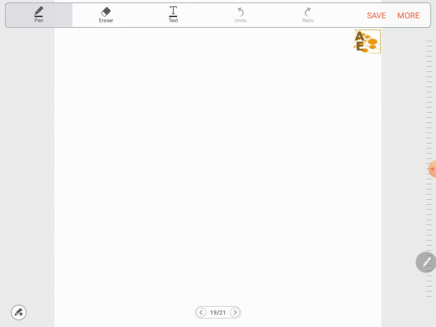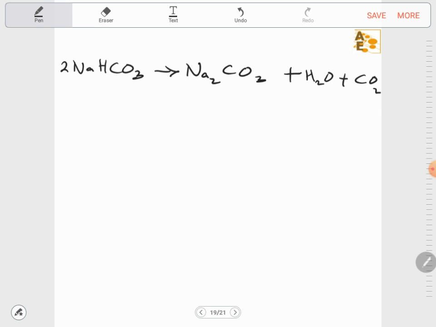First, of course, we have to write down the chemical equation. Since they never asked to write the state symbol, we can ignore that. So we have 2NaHCO3, that will give you Na2CO3, sodium carbonate, thermal decomposition, plus H2O, and of course CO2. This is the one that we are interested in.